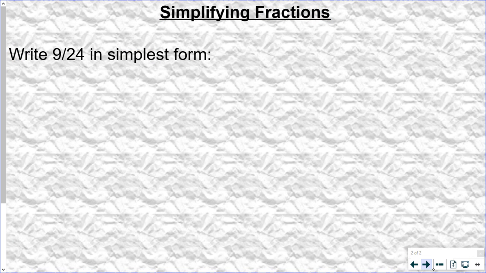All right, so let's look at simplifying. Like I said, you're actually doing the opposite. Instead of multiplying them by the same thing, you're dividing them. So simplify 9/24. What you want to do is find the greatest common factor of 9 and 24. If you haven't seen that lesson, I have a lesson on that. You can go watch the video on that.